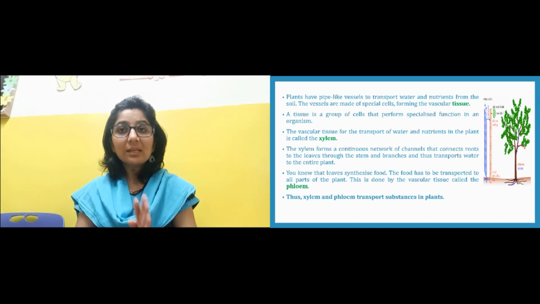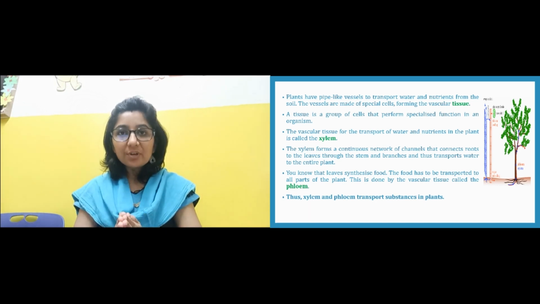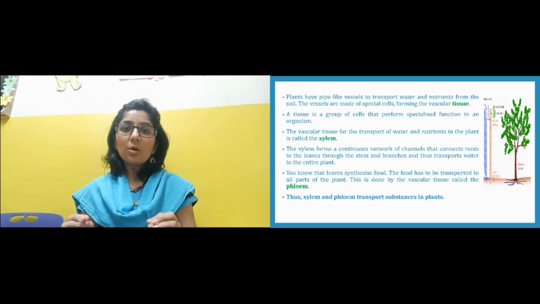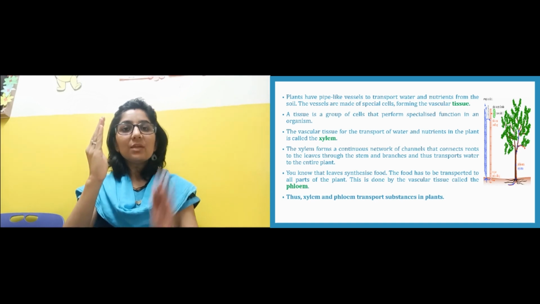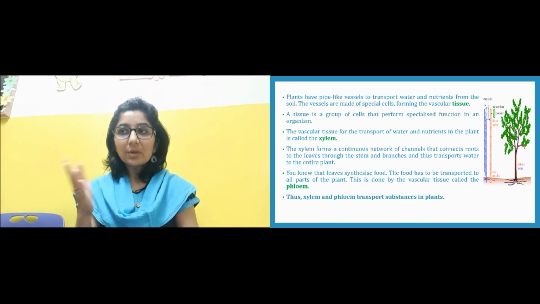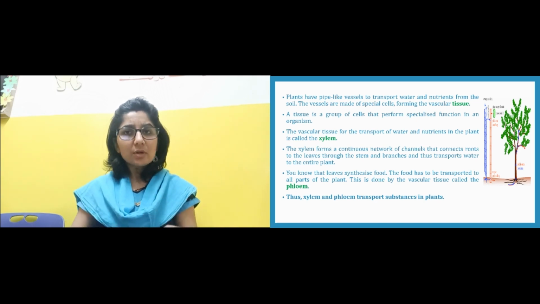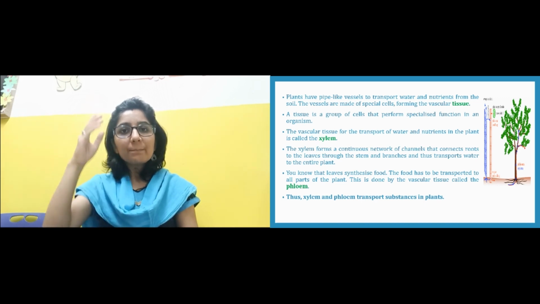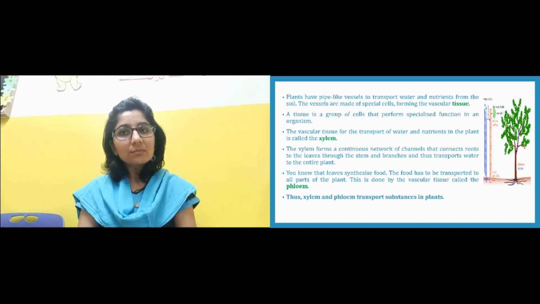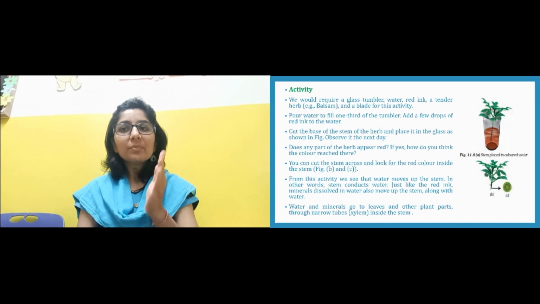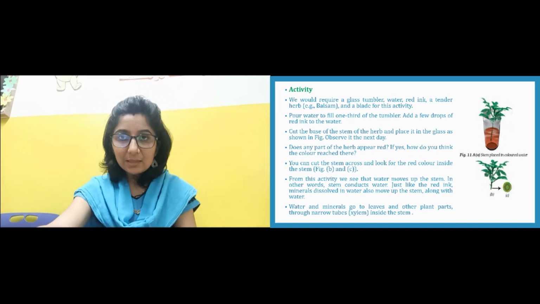What is that called? The phloem. Okay, so phloem will transfer the food from leaves to all the parts of the plant, and xylem will transport only the water. So xylem is going up and the phloem is coming down. You can see in the diagram shown over here, the xylem, which is blue in color, will of course send the material up and the phloem will take the material down. So xylem and phloem transport the substances in plants.